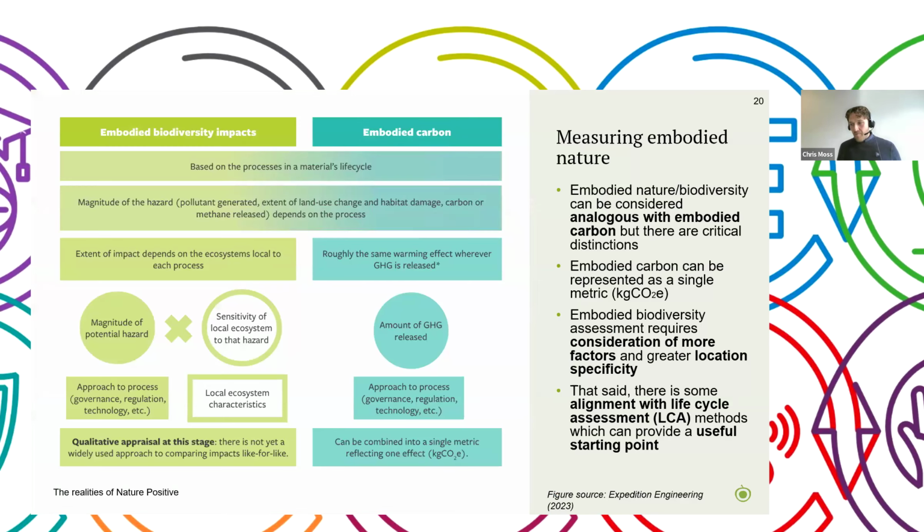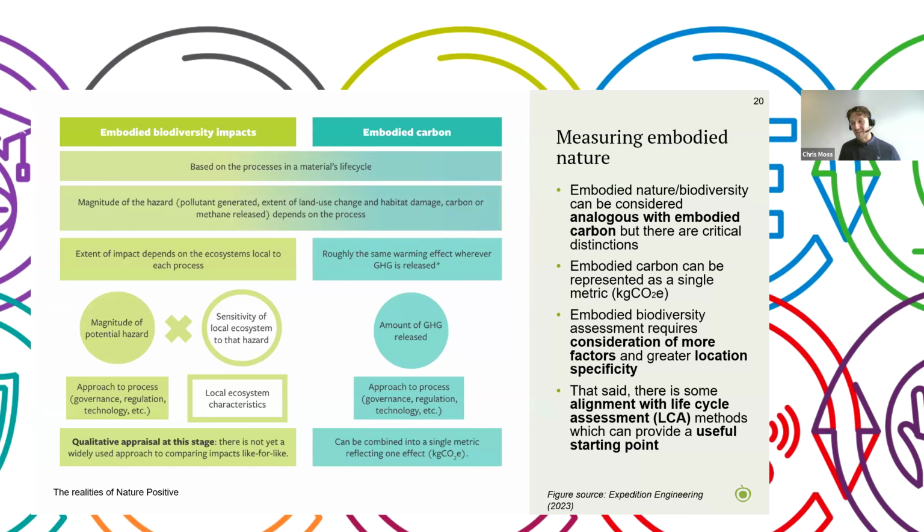And when we think about them, we can think about embodied impacts for nature as analogous with embodied impacts for carbon. We have means and ways of addressing embodied carbon and measuring it. And we can think about these two things in synergy, but there are key distinctions between them, be that nature is much more complex than carbon.